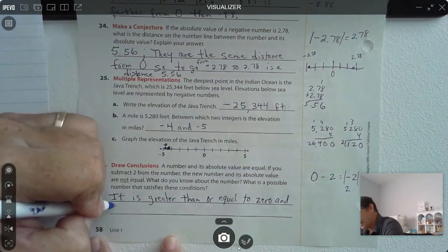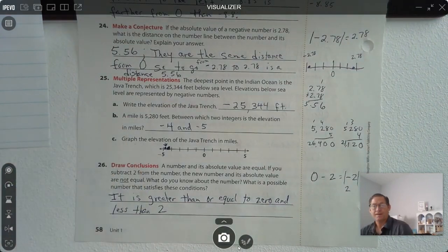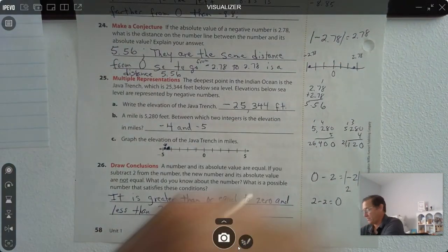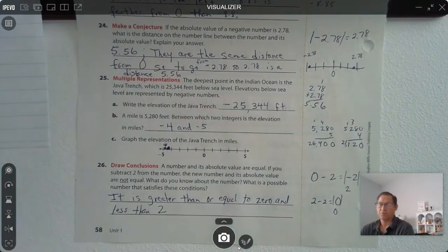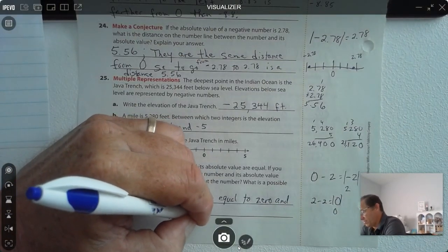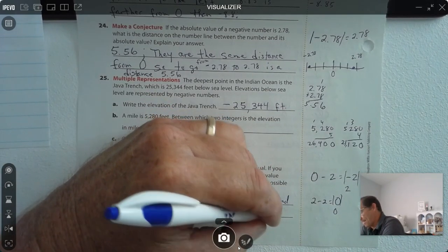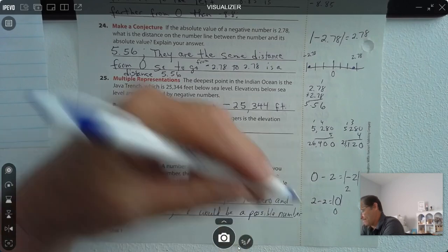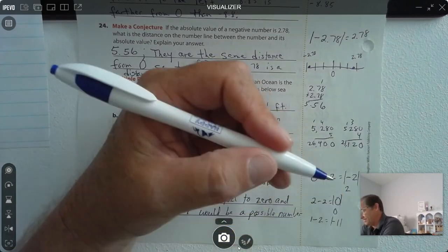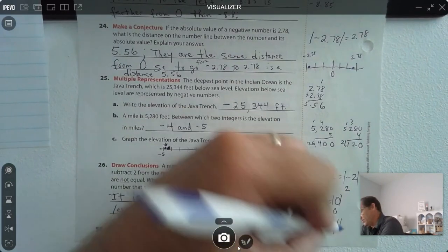but it has to be less than 2. Because if we said 2 and you subtract 2, we'd get 0. Well, the absolute value of 0 is 0. So they would be equal. So 1 would be a possible number. 1 take away 2 is negative 1. The absolute value of negative 1 is 1, so they're not equal.